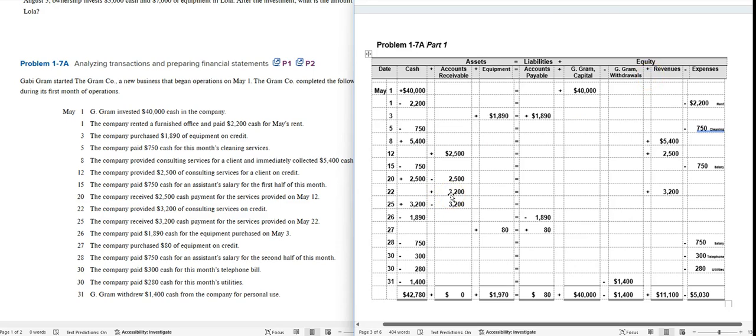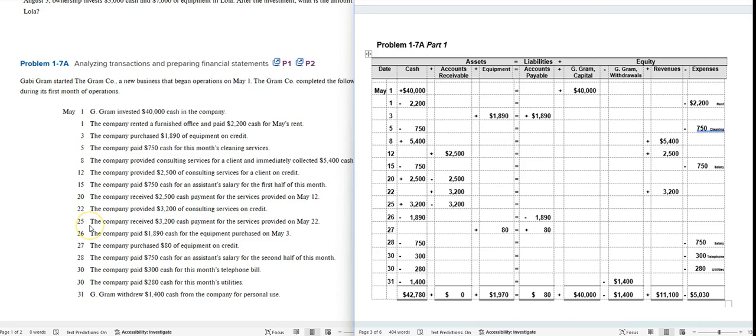Our equation is staying in balance because every time we increase something on this side of the equation, we are affecting something else. Either something on this side of the equation decreases at the same time, or something on this side of the equation increases at the same time.